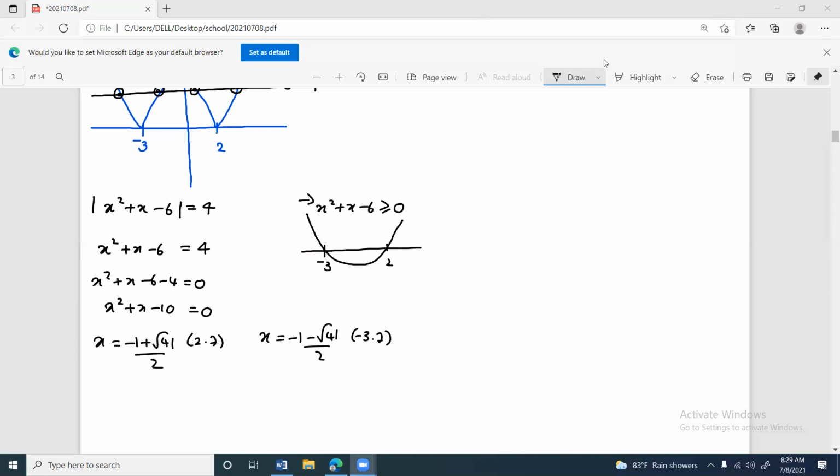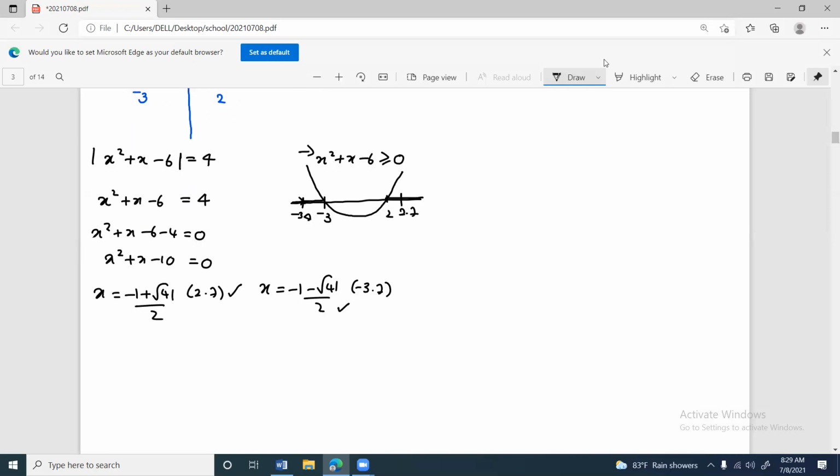The referred region is this bit, this region and this region. Now check whether these solutions are in this one, 2.7. It's here. Therefore, this answer is correct. Minus 3.7, it's here. This answer is also correct. Therefore, both solutions are accepted. Okay. Then let's go to the next part of it.